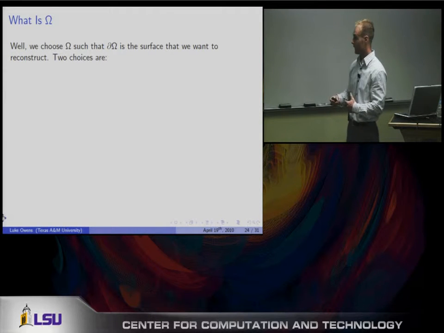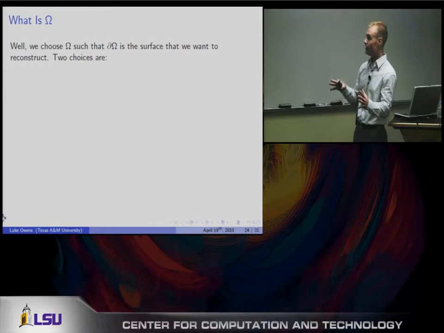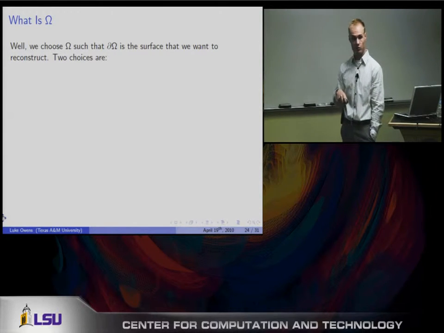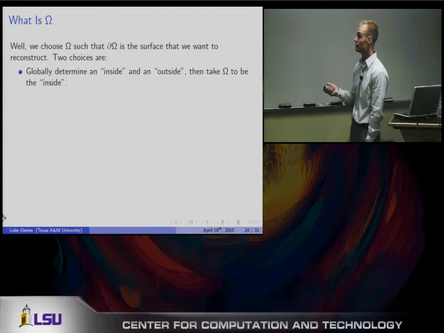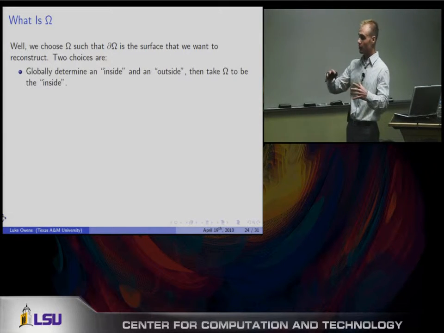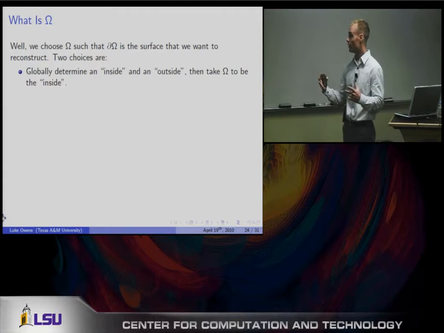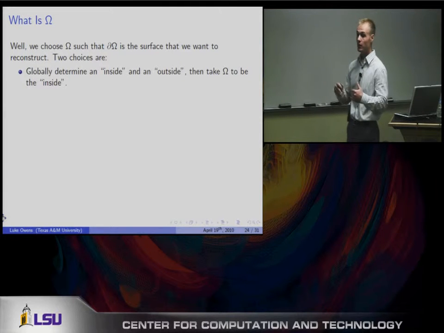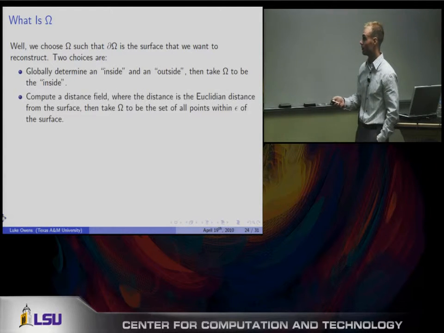So the question is, we have a characteristic function of omega. What the heck is omega? So omega is anything we choose. It's some three-dimensional object such that the boundary of omega is the surface we want. So here are our two choices. We can globally determine an inside and an outside of the surface, then take omega to be the inside. So think of the building. Everything in the building is inside. Everything outside the building is outside. We have 1 and 0, and then when we change from 1 to 0, that is our surface of the building.